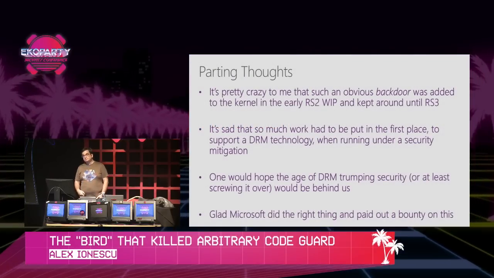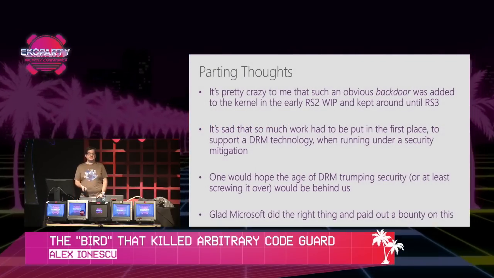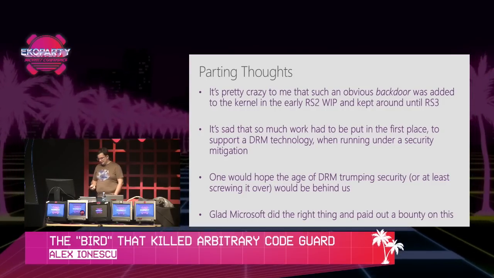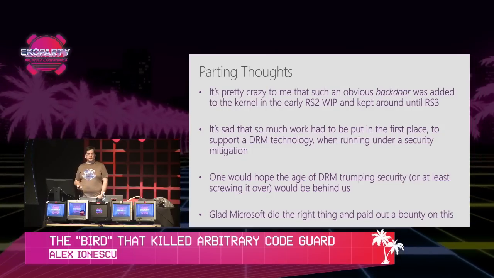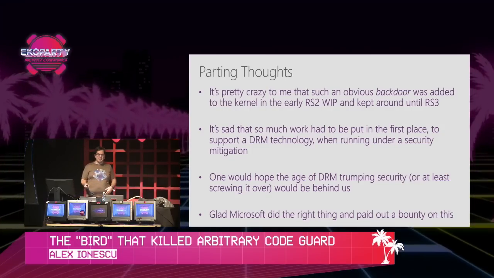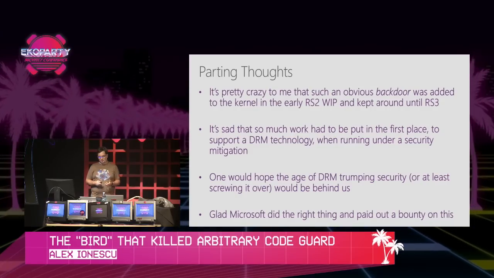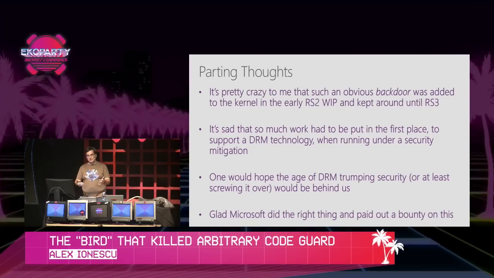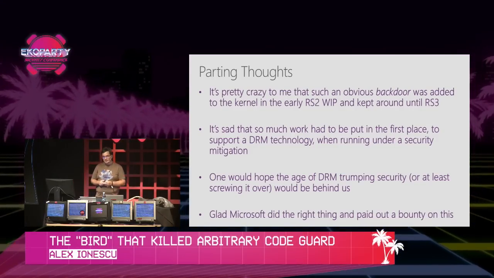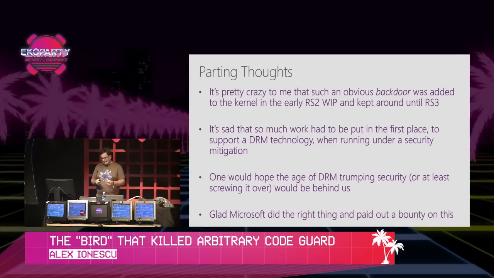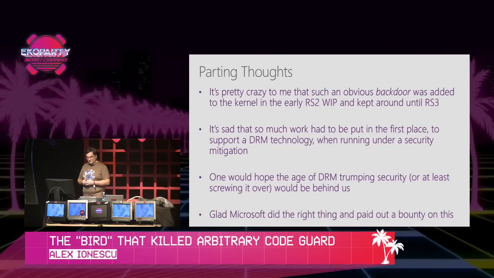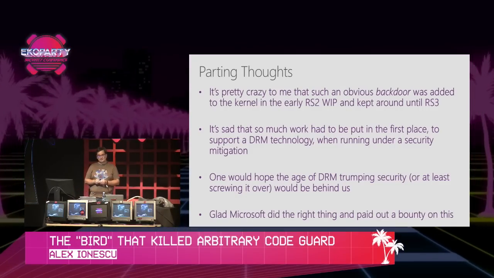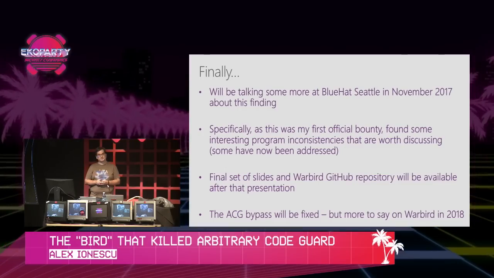All right, so some parting thoughts on this. Crazy to me that there's basically now a backdoor in the kernel to unpack code and bypass mitigation. Crazy that so much work was put in by lots of people at Microsoft to basically make DRM technology work in a situation where it shouldn't. You'd hope that by today, DRM doesn't undermine security or trump security, but of course that's naive, it still does. End of the day, it's good that Microsoft fixed this, good that they issued a bounty for this, which I was very happy with, but still kind of sad that DRM is still there today.